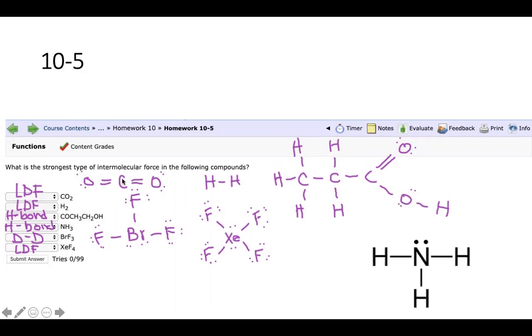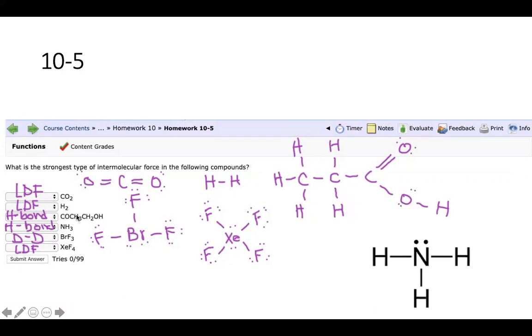Looking straight at CO2, we can see that we have equivalent bonds around our central atom, making it a nonpolar molecule. That's going to make CO2 only have London dispersion forces. We then have that diatomic hydrogen molecule. This is also a nonpolar molecule, so it's only going to exhibit London dispersion force.